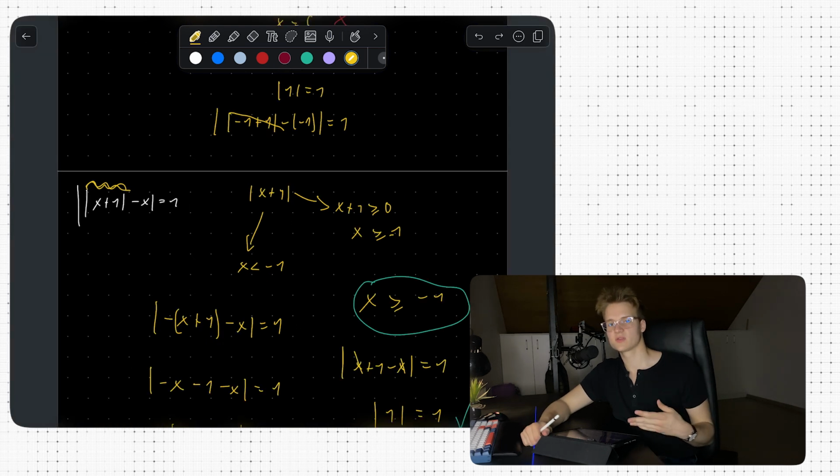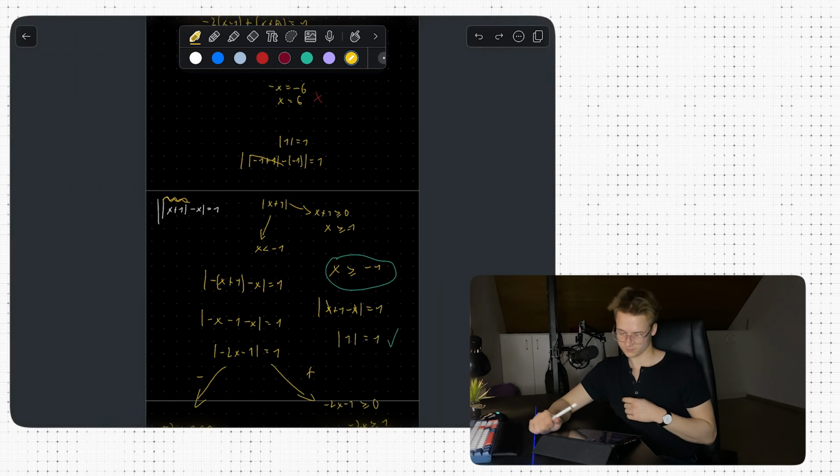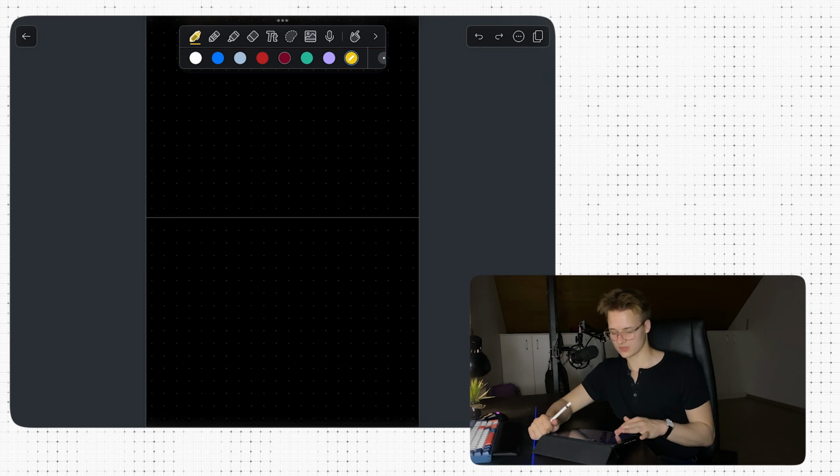You can always test the solutions to see that they're okay. And that's basically absolute values and how they work.